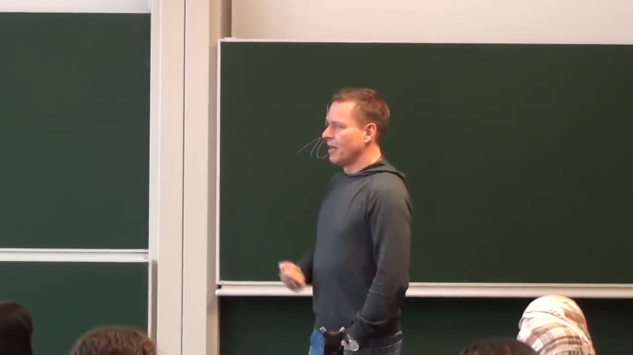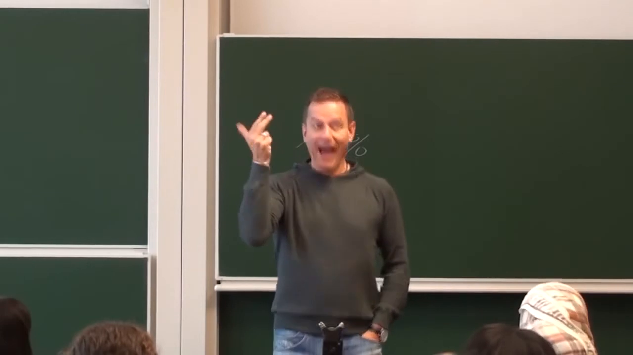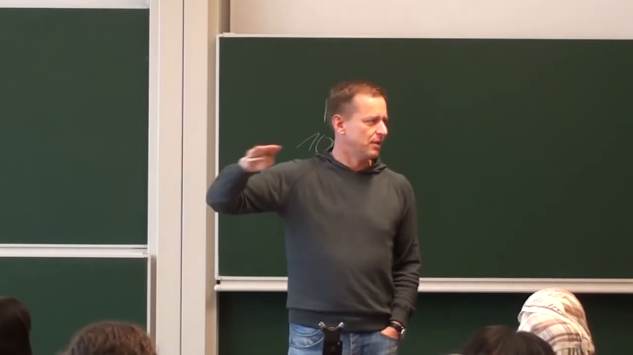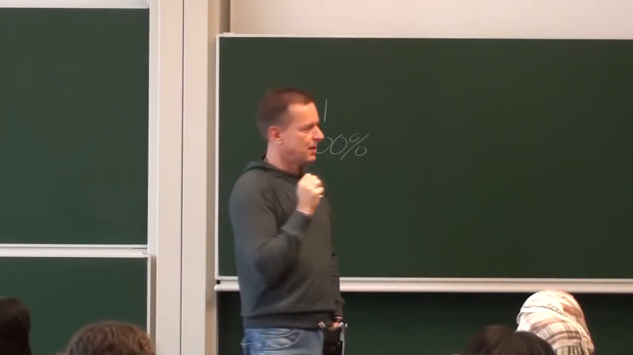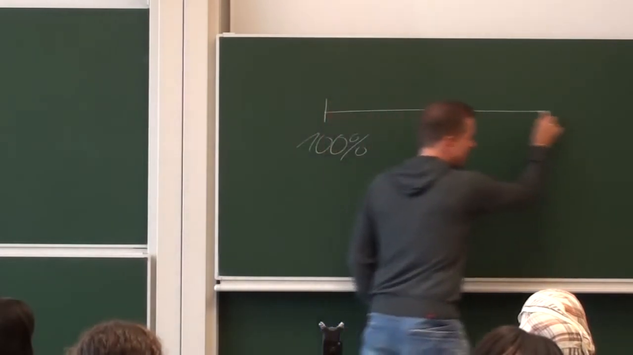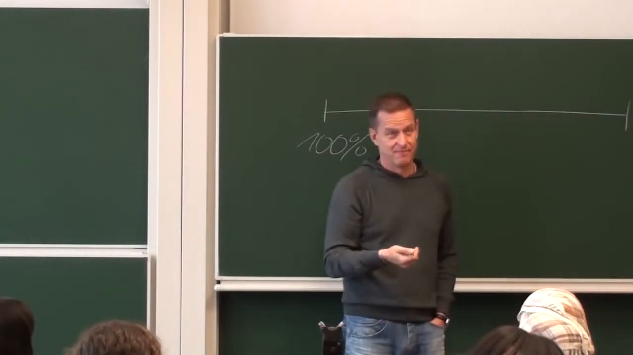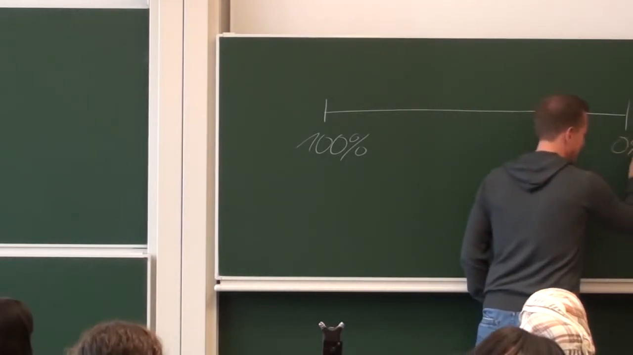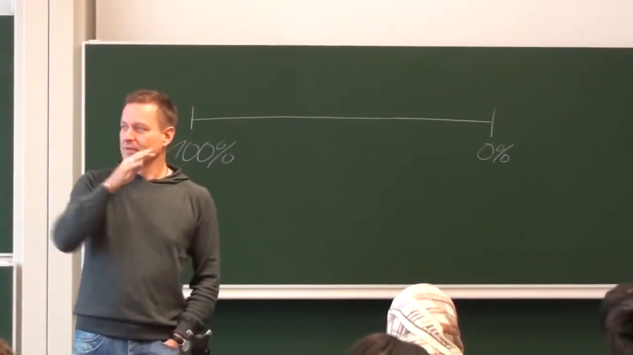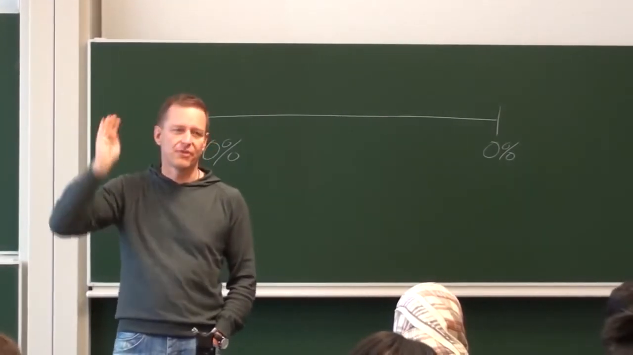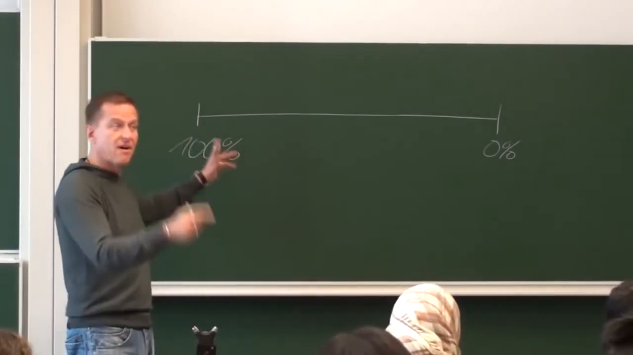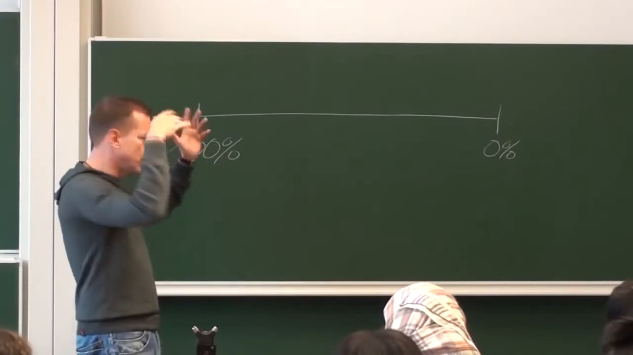For instance, 1, 2, 3, everybody is able to do this task correctly. And on the opposite, there are items which are unsolvable. Nobody will solve this task. Nobody. Maybe 0.0001% in the world. Now, you have items which are very simple, and there are items which are unsolvable.